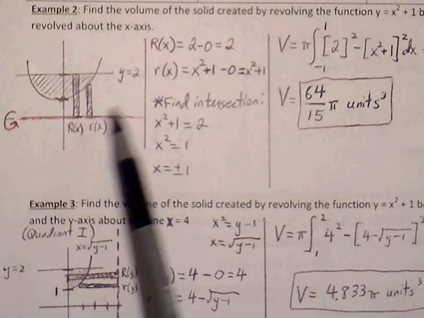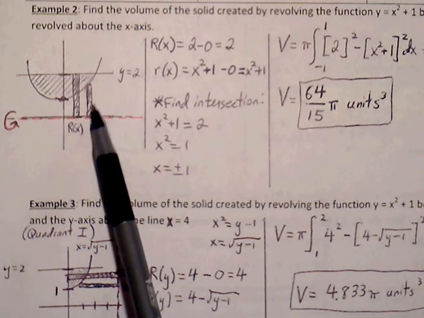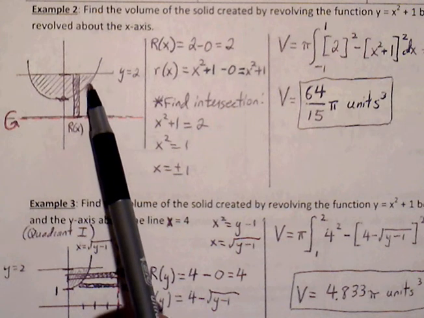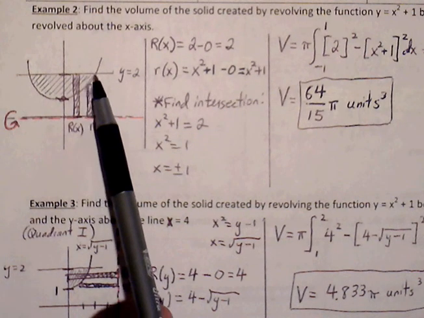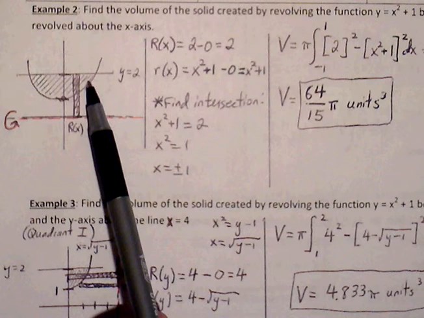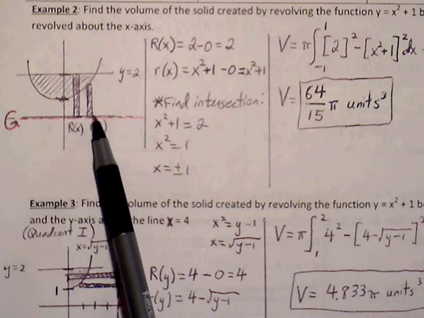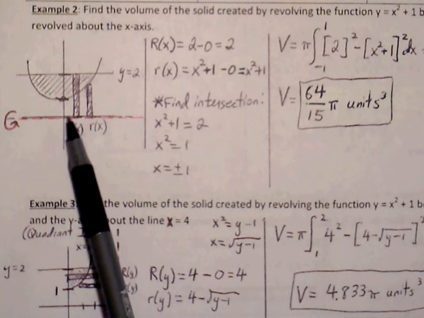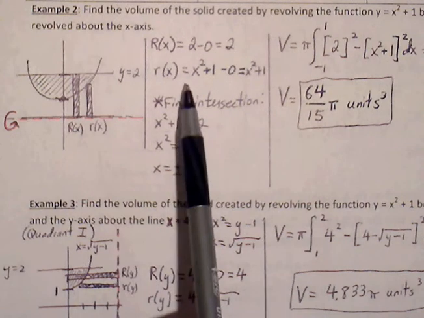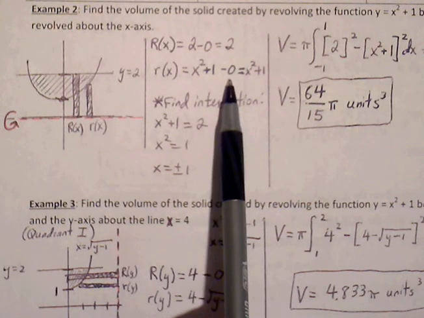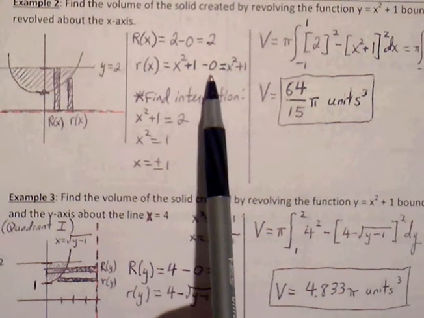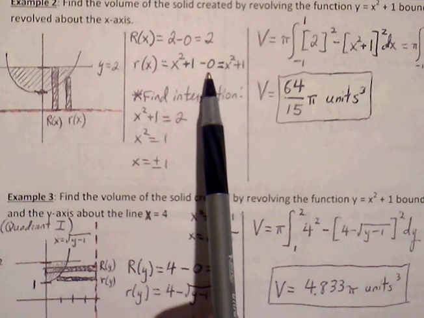Okay. Little r, we look at the small radius. We look at the top of the radius, and we see that it is on the curve x squared plus 1. And then we look at the bottom of the radius, and we see that it is on the axis. So x squared plus 1 minus 0, which gives us little r of x squared plus 1.